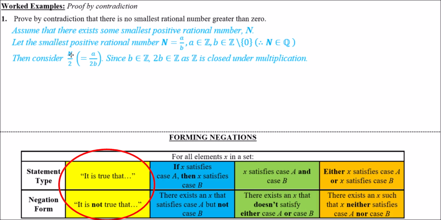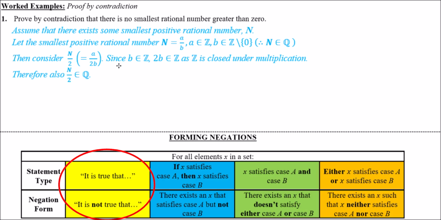Now let's consider what N divided by 2 would be. Well, N over 2 would be a over b divided by 2. To divide a fraction by 2, we can just double the denominator. So N over 2 will equal a over 2b. Let's now just consider 2b. Because b is an integer, 2 multiplied by b would also be an integer, because the integers are closed under multiplication. Just going back to chapter 0.1 about closure there.